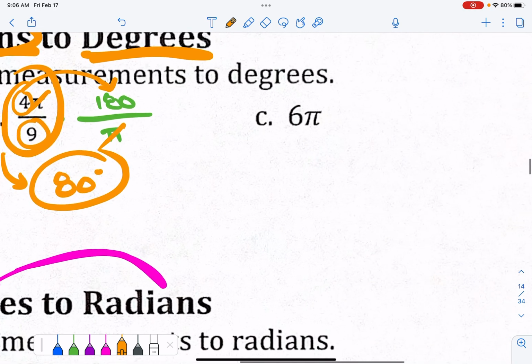All right, same thing here. This one, though, is not in fraction form, so I'm going to put it in fraction form by putting it over 1.